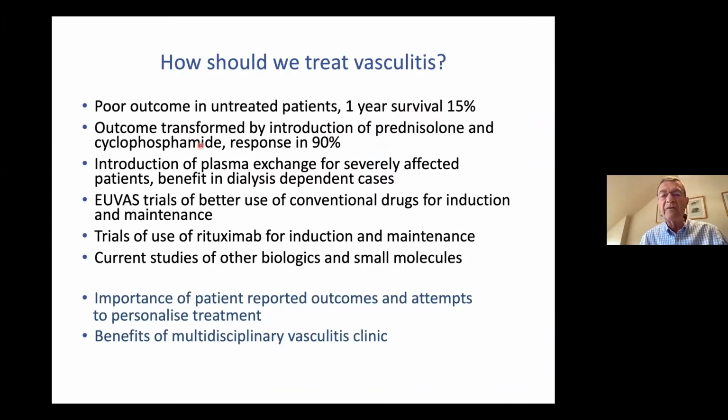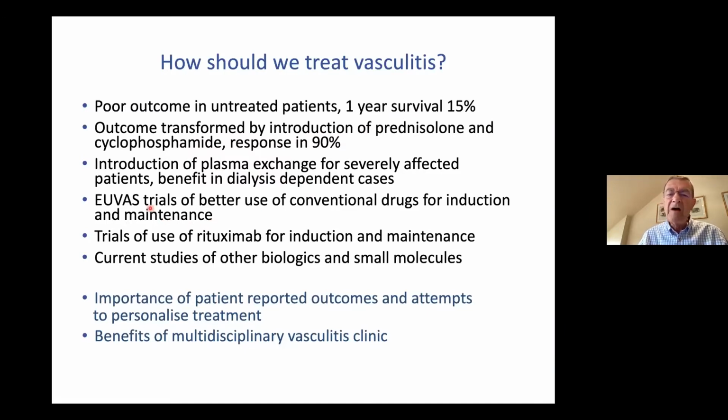And the outcome was transformed really in the mid-1970s by the introduction of prednisolone and cyclophosphamide by Fauci and colleagues at NIH. And they got a response in up to 90% of patients. However, they did have to use large doses of steroids and large doses of cyclophosphamide, and complications such as infections and malignancies were common. In the late 1970s, plasma exchange was introduced at the Hammersmith Hospital for severely affected patients.